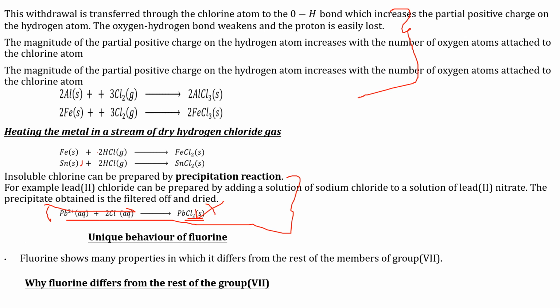Now let's go to the next heading, and this is the most commonly asked question in paper 1 chemistry. What are the unique behaviors of fluorine? After doing that, they're asking you for reasons. You always refer to periodicity. Reasons will be: fluorine has the smallest atomic radius, fluorine has the highest electronegativity, fluorine has the lowest bond dissociation energy. You always refer back to periodicity.